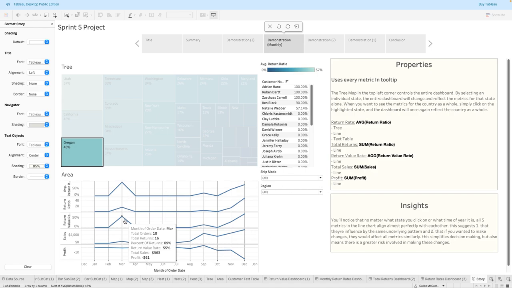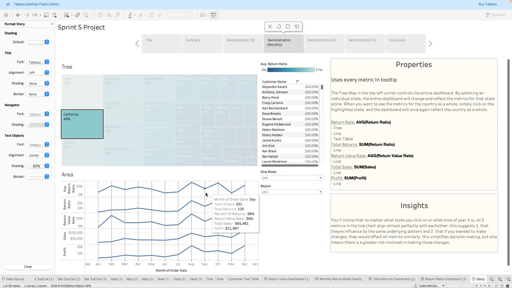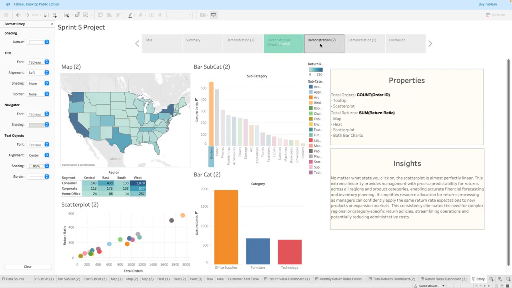Now, all of these aligning as consistently as they do suggests that 1, they're influenced by the same underlying pattern, and 2, that if you wanted to make changes, they would affect all metrics similarly. This simplifies decision making, but also means there's a greater risk involved in making these changes.